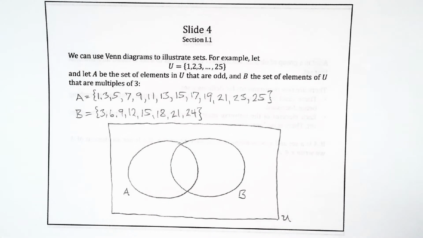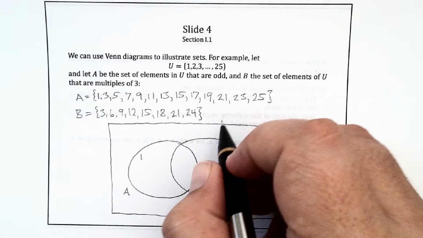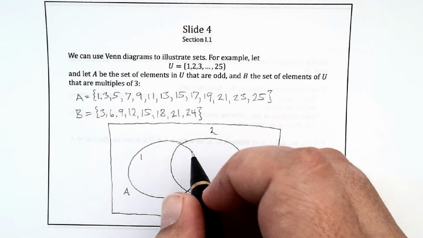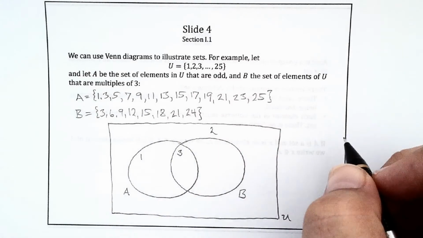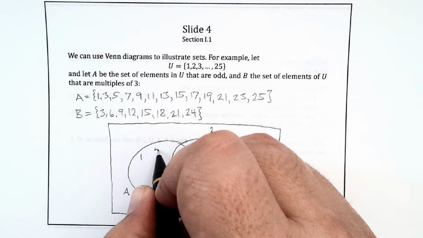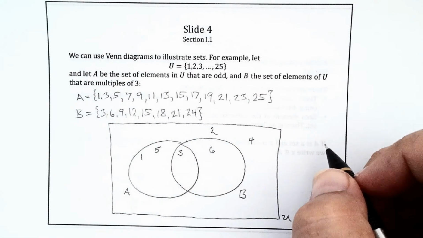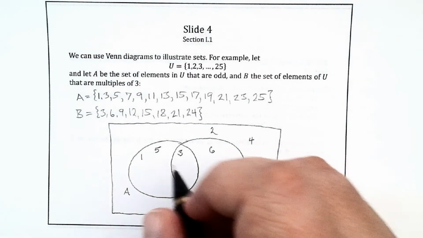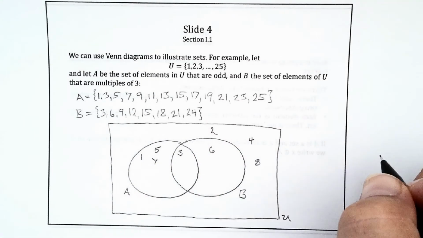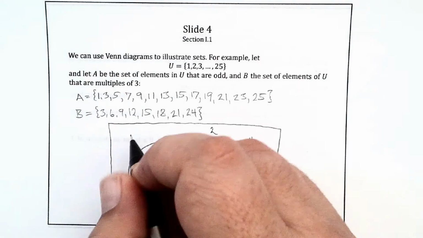Okay, so let's see, the number 1 is in A but not B. The number 2 is in neither, so that's floating outside. 3 is in both. 4 is neither. 5 is just A. 6 is just B. 7 is A. 8 is neither. 9 is both. 10 is neither.